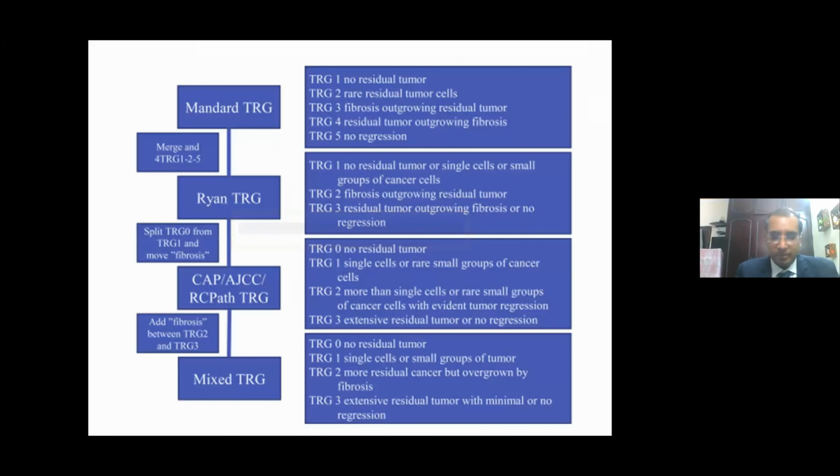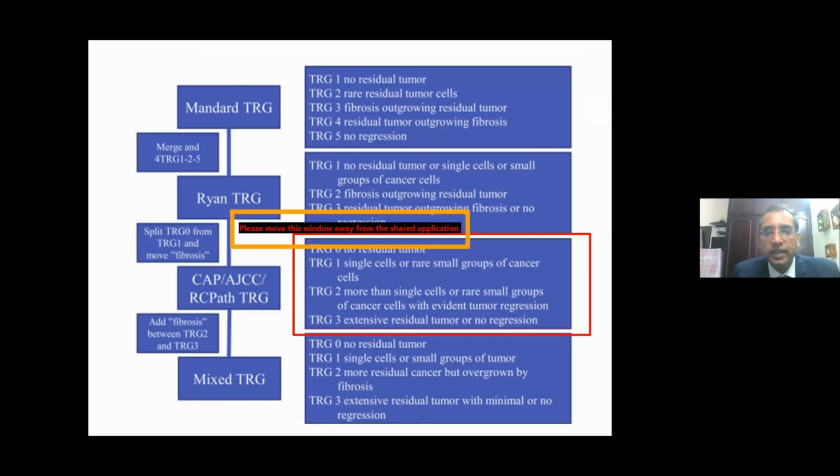So these are some popular grading systems, like Mandard and Ryan. What we are following is based on the CAP AJCC, which is also known as the modified Ryan tumor regression grading. So grade 0 is when there is no residual tumor. Grade 1 is when you have only a single cell or a rare small group. Grade 2 is when you have more than single cells or more than rare small groups of cancer cells. And grade 3 is when there is an extensive residual tumor without any sign of regression.